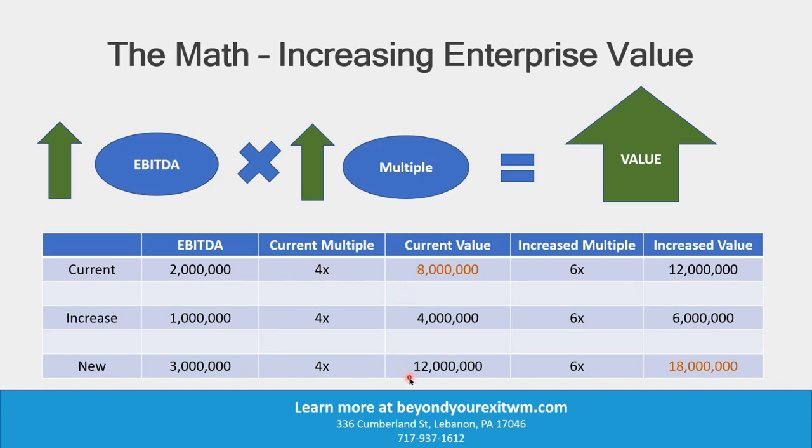Now, where you get the exponential growth is when not only you increase your EBITDA value, but now you start focusing on also increasing the multiple. So let's assume, again, we increased our EBITDA to 3 million, but now we went from 4 to a 6x multiple. Multiply those together, 6 times 3, we now have an $18 million increase in value within our company.